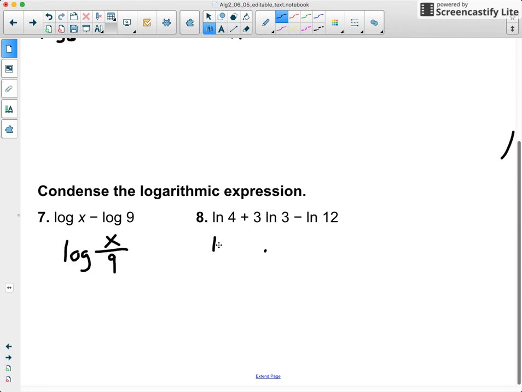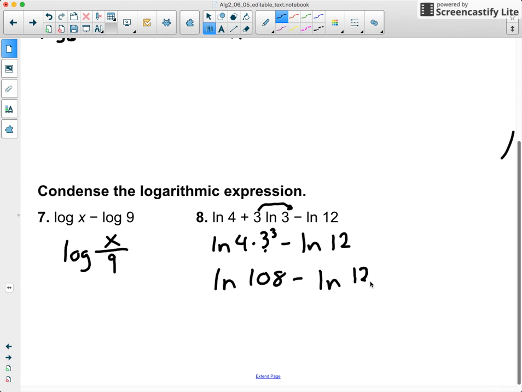So I'm going to call this the natural log of 4 times, I'm going to move this 3 out front back to the exponent of 3, and I'll write it like this, 3 to the third. And I'll put the natural log of 12 there on the end. So then I'm going to solve this problem. I'm going to multiply 4 times 3 to the third. 3 to the third is 27. And 4 times 27 is 108. So I'm going to call this the natural log of 108 minus the natural log of 12.